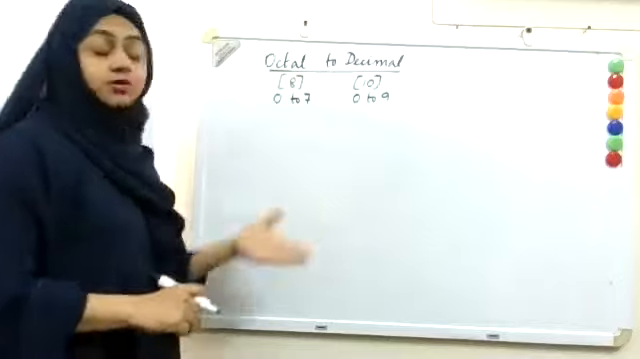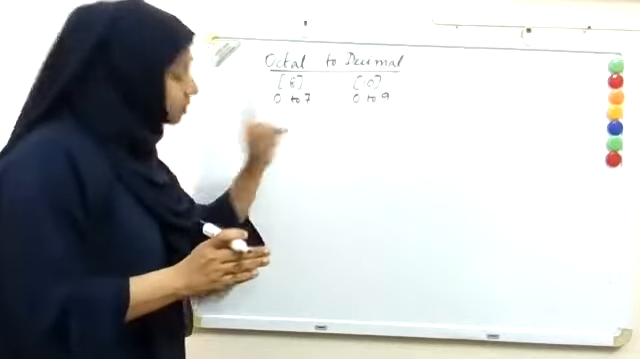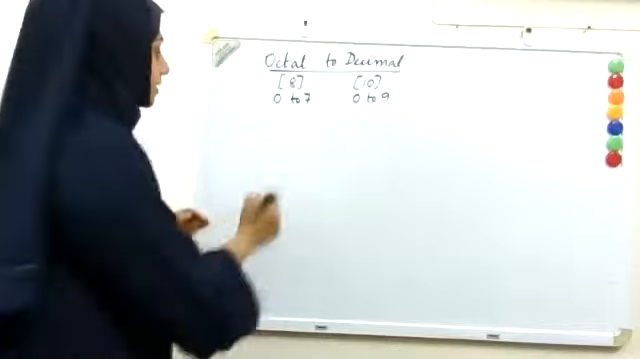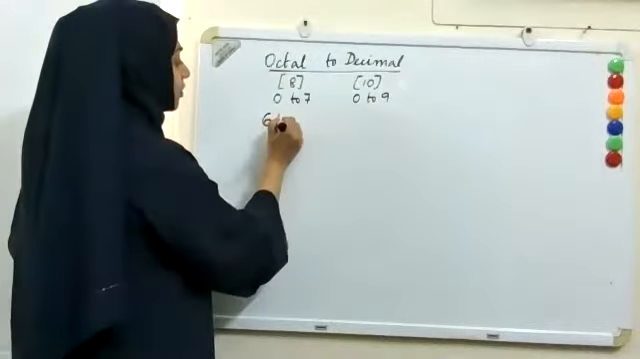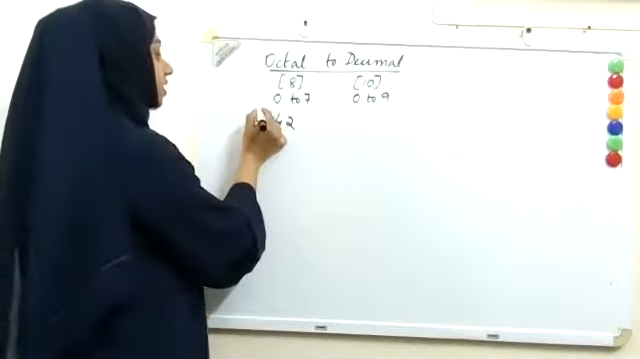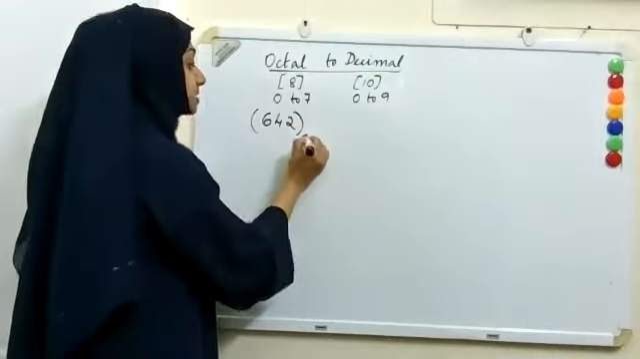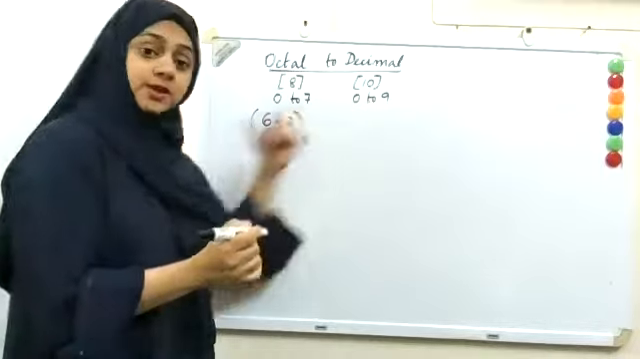So let us first take an example for an octal number. When we write an octal number, you have to take care that only the digits up to 7 are there. So let me take a number, for example, 642. It's in the octal system, so the base is 8. Now how to convert this number to decimal?